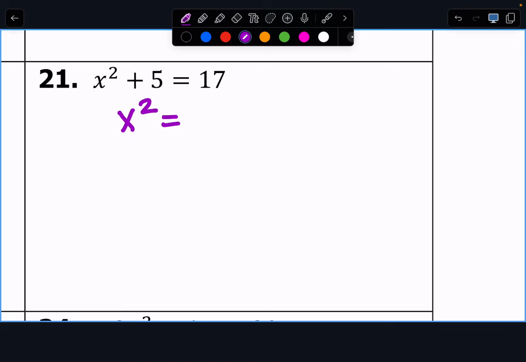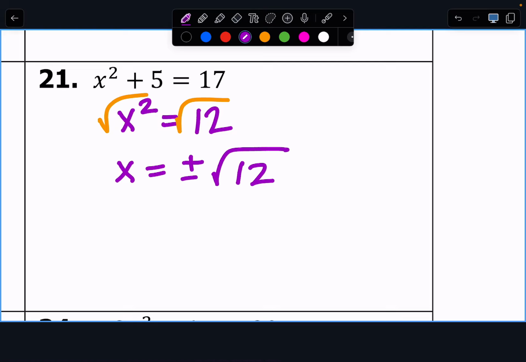If I minus the 5 over, I get x squared equals 12. Yeah? So when I square root both sides, we get plus or minus square root 12. If you leave that as your answer, you will not get full credit. Why not? 12 is 4 times 3. So this is plus or minus 2 radical 3.